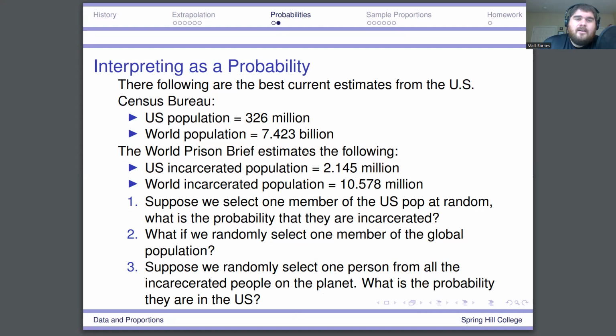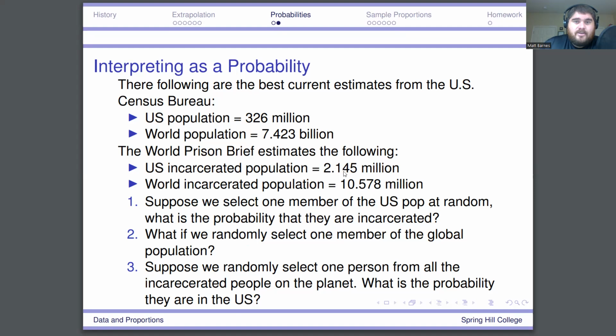Okay, so here, again, we want our top number to be the thing we're interested in, the bottom number to be the total. So our total here is all of the incarcerated people, this 10.578 million, right? All the incarcerated people on the planet. And the probability they're in the US, well, there's this many incarcerated people, right? And then how many of those are in the US?